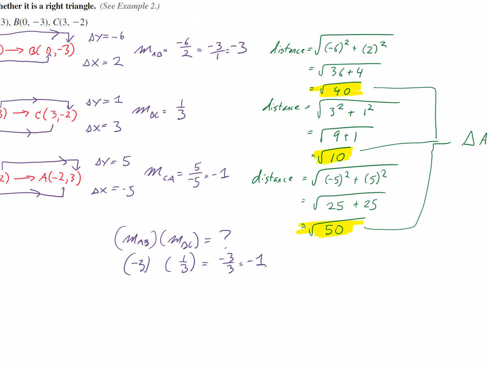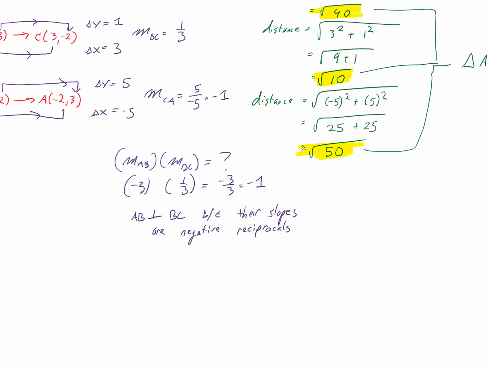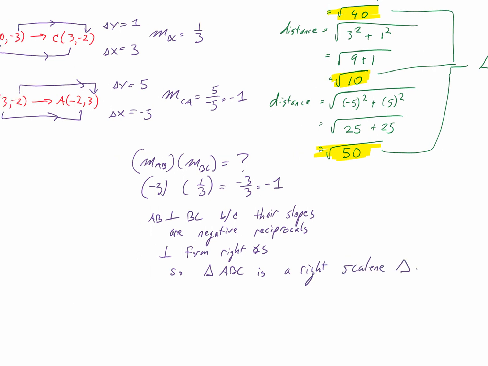Oh, we're done. I know that AB is perpendicular to BC because their slopes are negative reciprocals. And perpendicular lines form right angles. So triangle ABC is a right scalene triangle. And we're done.